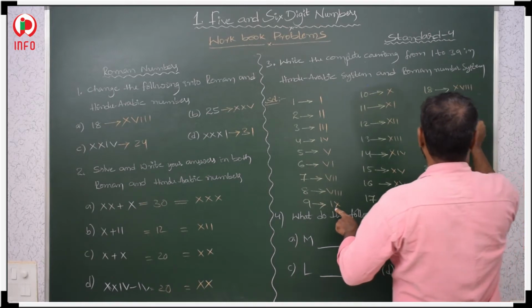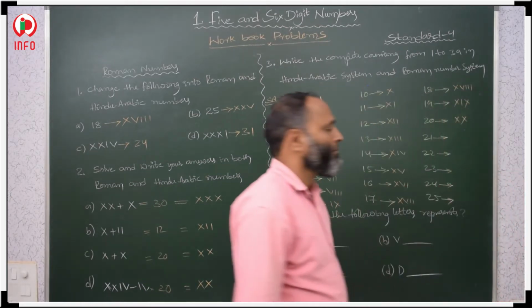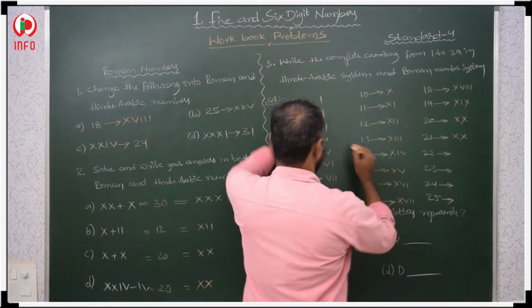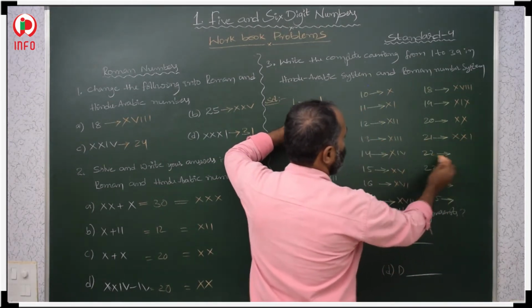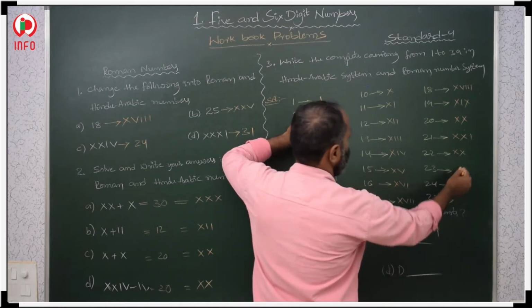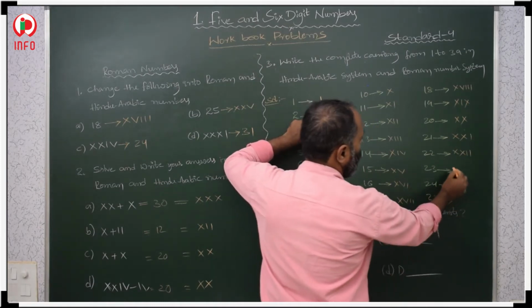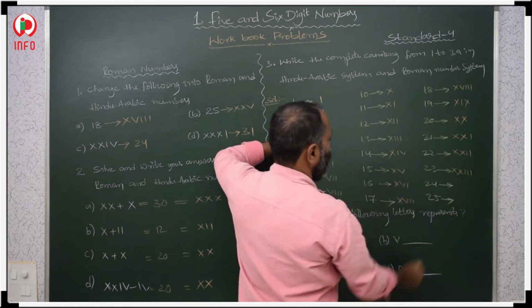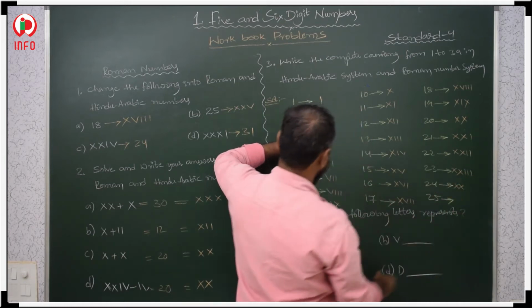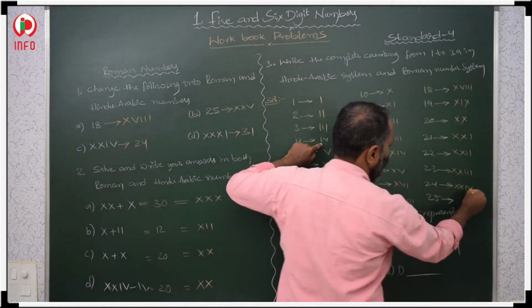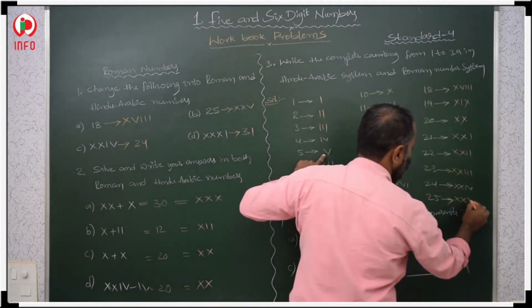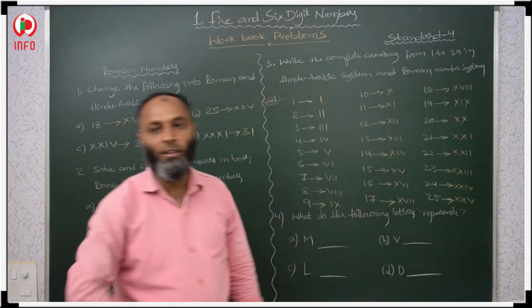20 means XX. Then 21 means 20 and 1. Then 20 and 2, 20 and 3. 3 is how much? 20 and 4. 4 is IV. 20 means XX, and 5 means V. In this way you continue till 39.